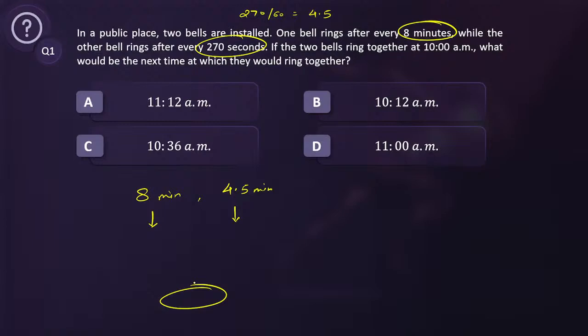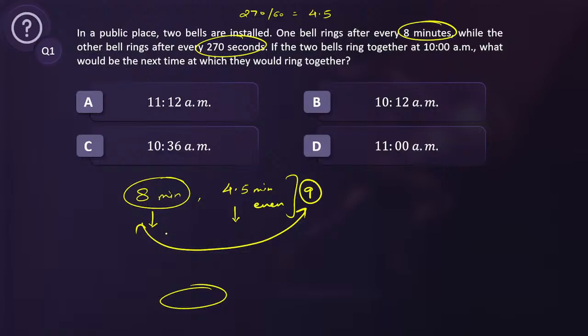Now, the odd multiples of 4.5, 4.5 into 1, 4.5 into 3 means 13.5, 4.5 into 5 is 22.5, right? None of the multiples of this kind will be a common multiple with 8. So logically, if we solve, we have to look at the even multiples of 4.5. That means I should look at the multiples of 9. So the multiples of 8 and the multiples of 9. Now it's easy to calculate the LCM, right? So look at the multiples of 8 and 9 and find the least common multiple.